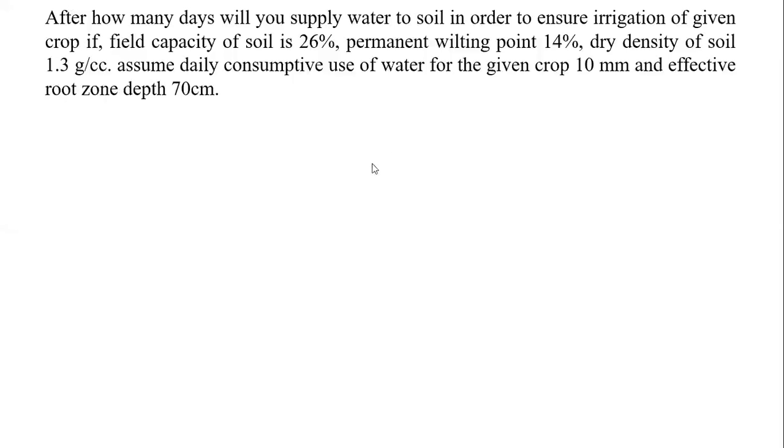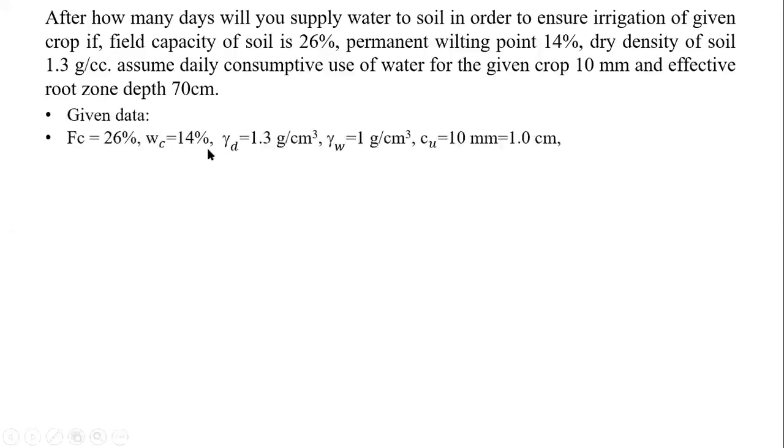Start with the solution. So the given data here, field capacity is 26%, wilting coefficient 14%, is given to us. Then dry density of the soil or unit weight of soil, we can say in grams per cc, they are given. We will consider as it is. That is 1.3 gram per centimeter cube. So in the same unit for the water, its magnitude is 1 gram per centimeter cube.